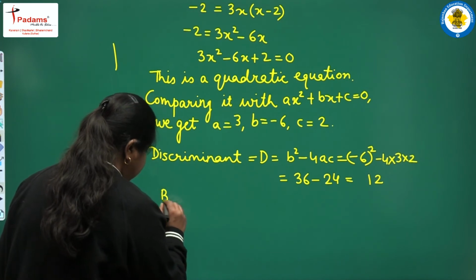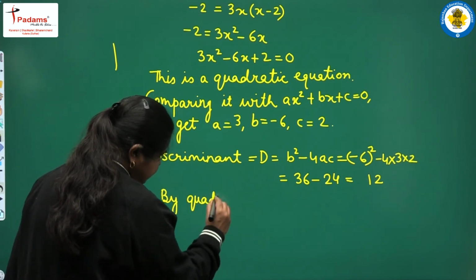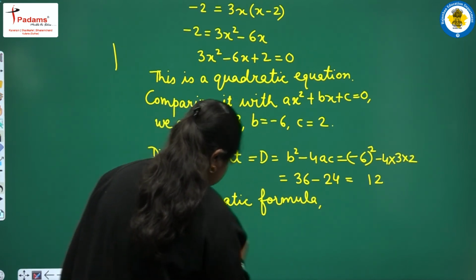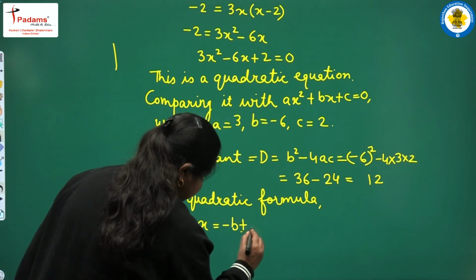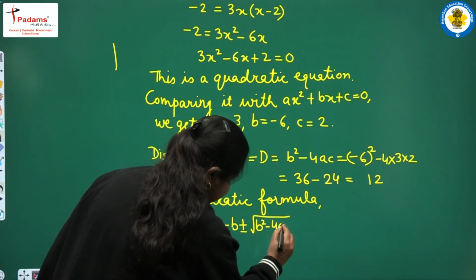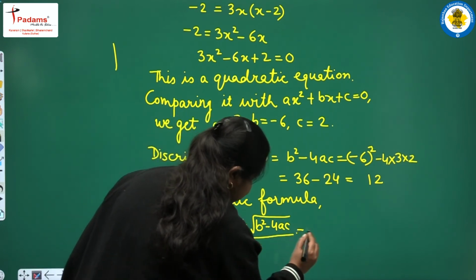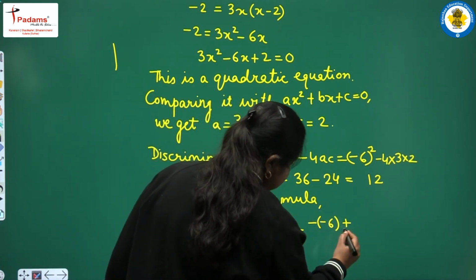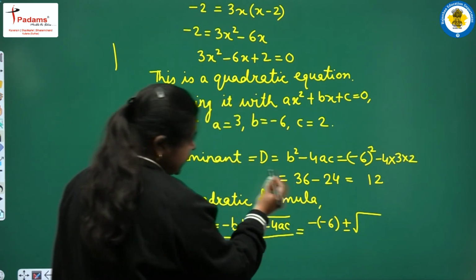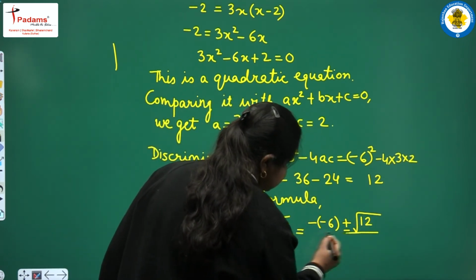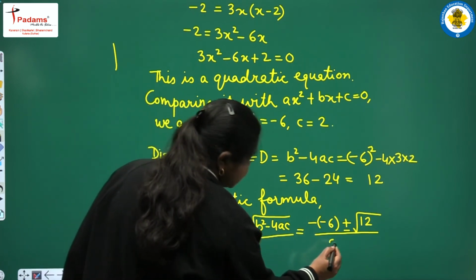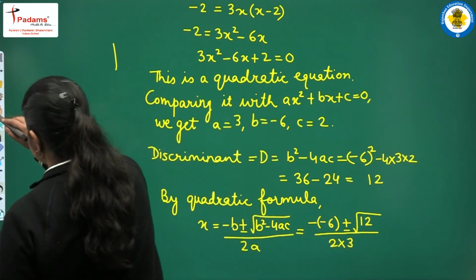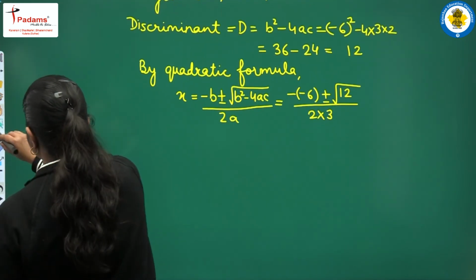Now, by quadratic formula, we have x equal to minus b plus minus under root b square minus 4ac upon 2a. माइनस ये फॉर्मूले का हो गया और b के लिए लिखेंगे हम माइनस 6 प्लस माइनस अंडर रूट। अब D की वैल्यू देखिए आप 12 आ रही है, so here we will write 12 and in the denominator we will have 2 into a is 3, so 2 into 3. Again we will simplify it further and get two roots.